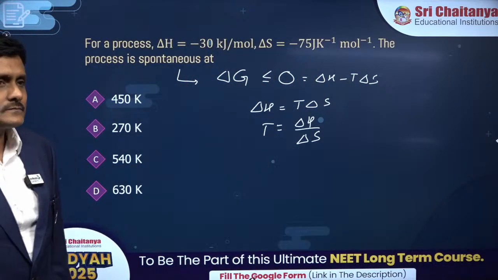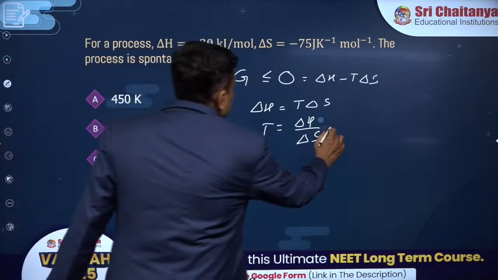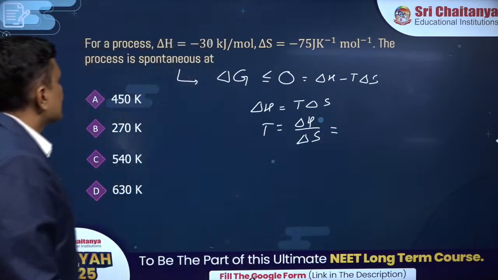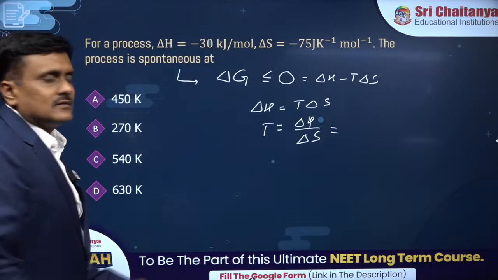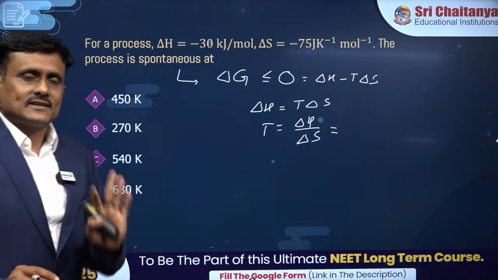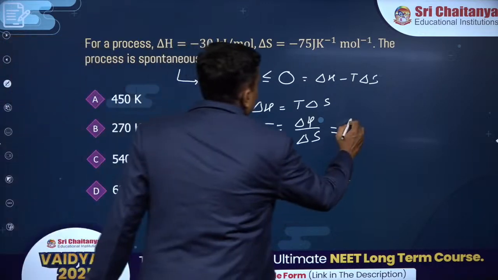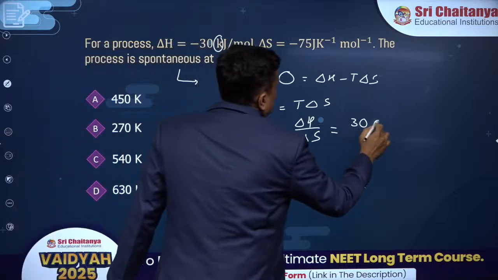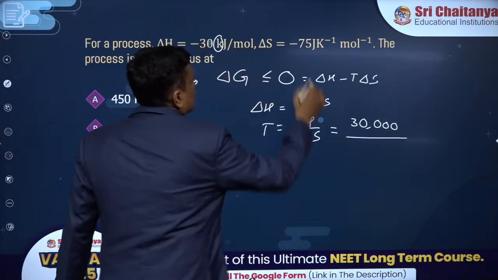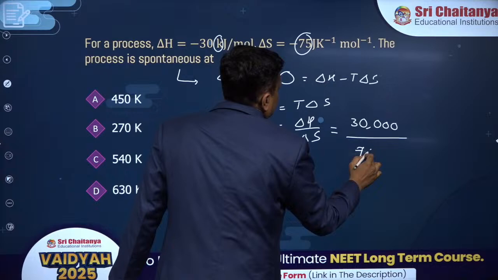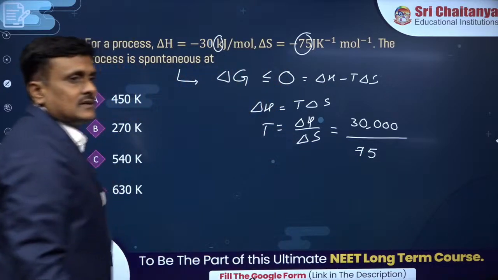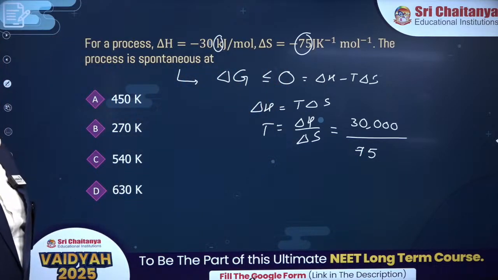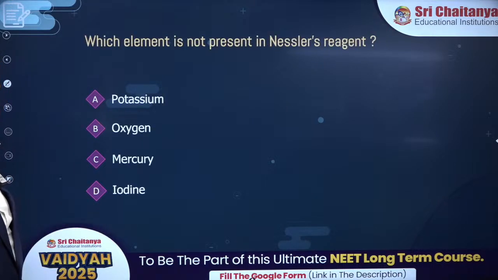Alright. Come on, concentrate. Delta H value is minus 30 and delta S is also negative, so that gets cancelled. So I am going to substitute. This value is 30, but you can see it is in kilojoule, so 30,000 joule divided by delta S value 75. So this is the temperature that you need to substitute. Brilliant. Come on, focus. So right answer, you got 270 for this. I hope you understood.